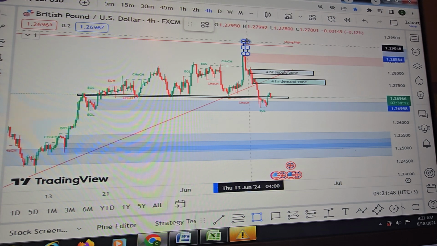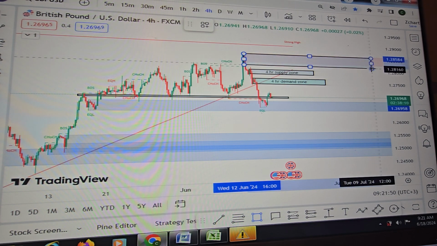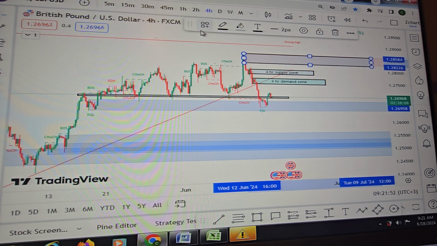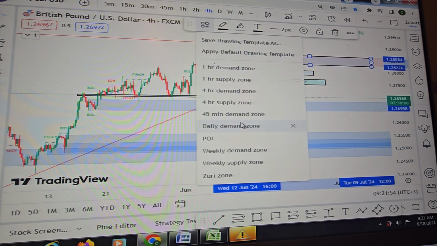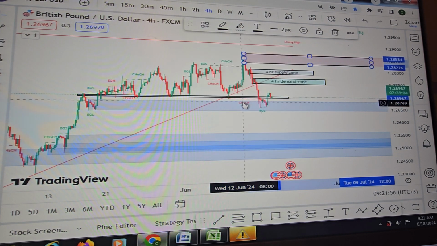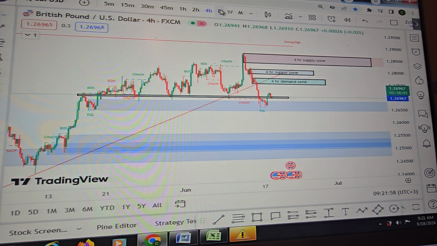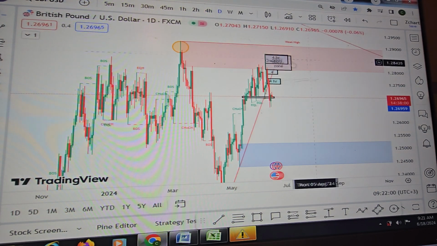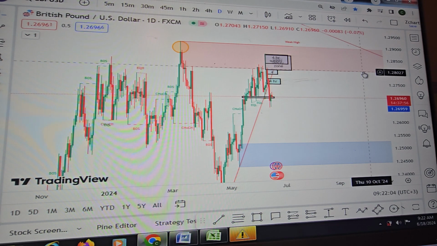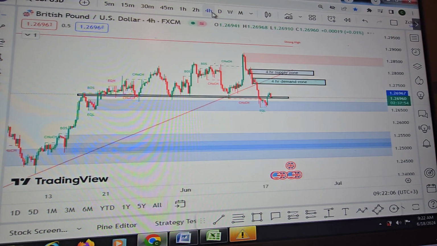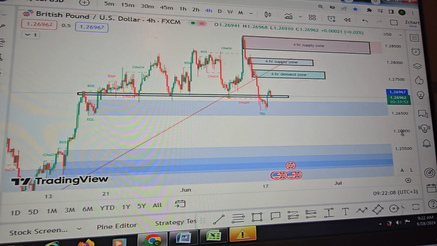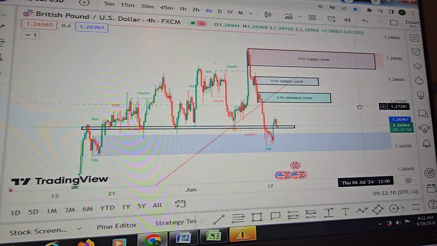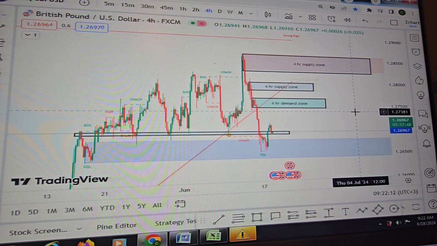From the daily time frame, we had seen all this. If I was to mark from the daily time frame, we see all this level is a supply zone. But when we refine to the 4 hour, we are able to reduce it to something at least manageable, something we can be able to see.